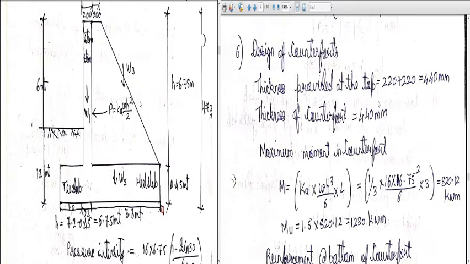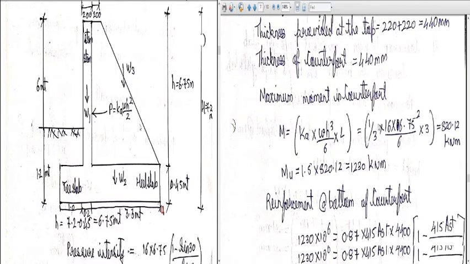Thickness provided at top is nothing but 220 plus 220, so 440 mm. Let me show it to you. You can see here 200 mm is there. Considering that this is 220 mm and this is 220 mm, adding both, I have increased it by 20 mm here. So 220 plus 220 is 440. Here it is shown as 400. You can just make the changes here: 440 mm thickness of counterfort.